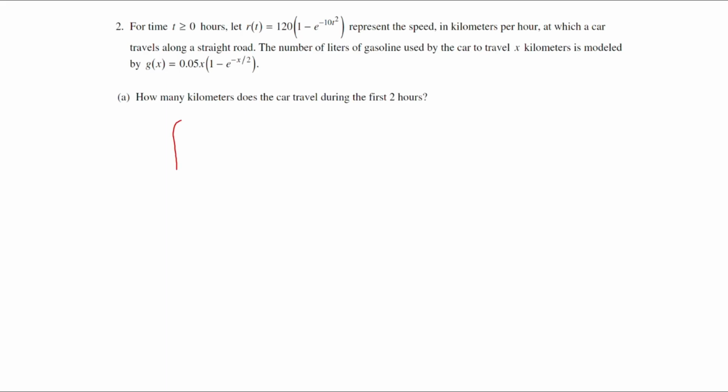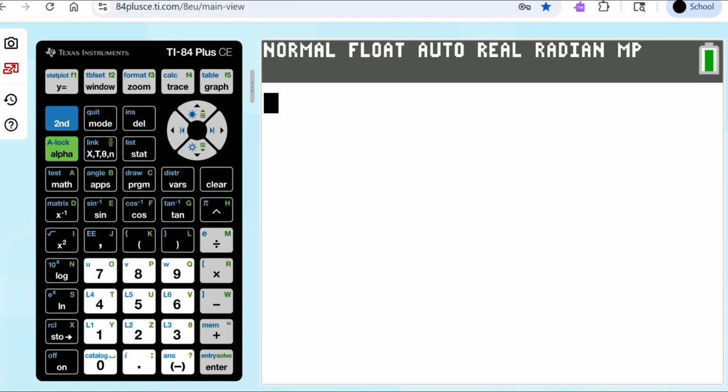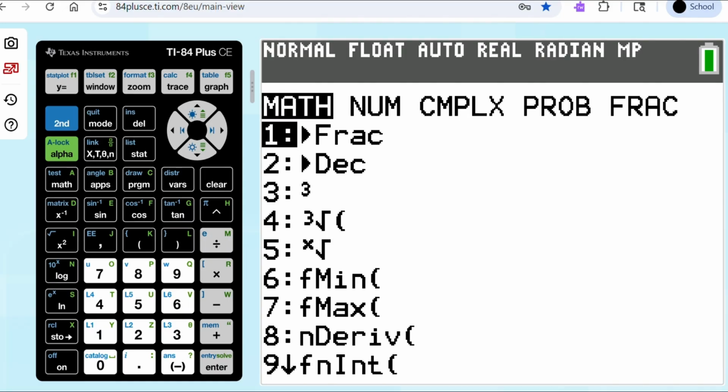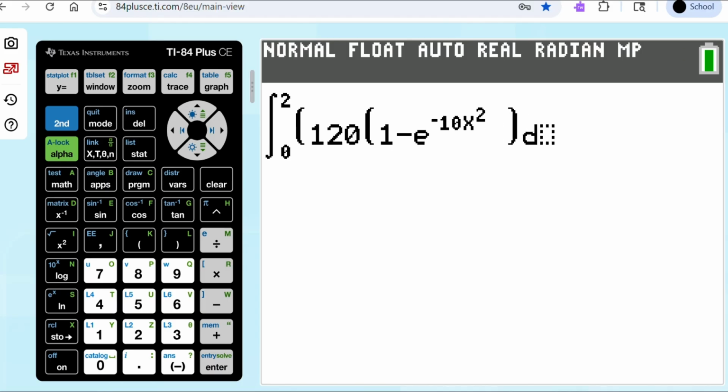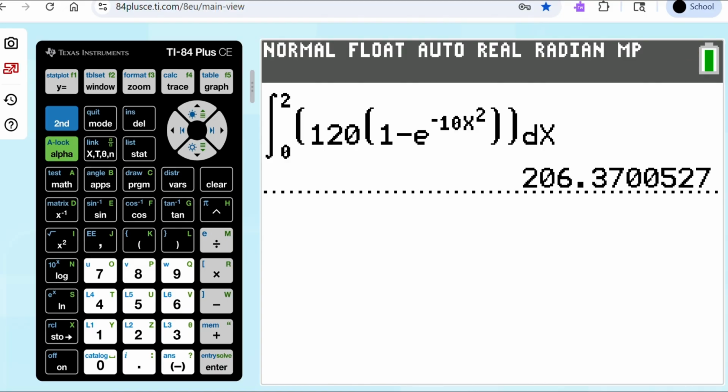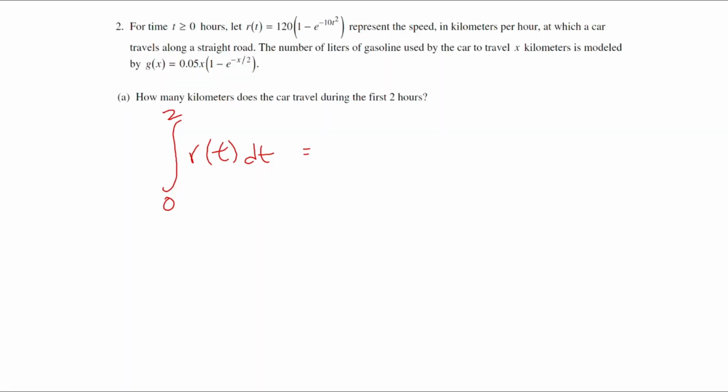And we can integrate that speed from 0 to 2. So we'll integrate r of t dt from 0 to 2. And this is a calculator question, so we'll just use our calculator to find this value. So we'll hit math, and option number 9, we'll do the integral from 0 to 2 of that function, 120 times 1 minus e to the negative 10t squared. We'll use x, so negative 10x squared. We'll close that parenthesis and put in our dx and get 206.370 kilometers.